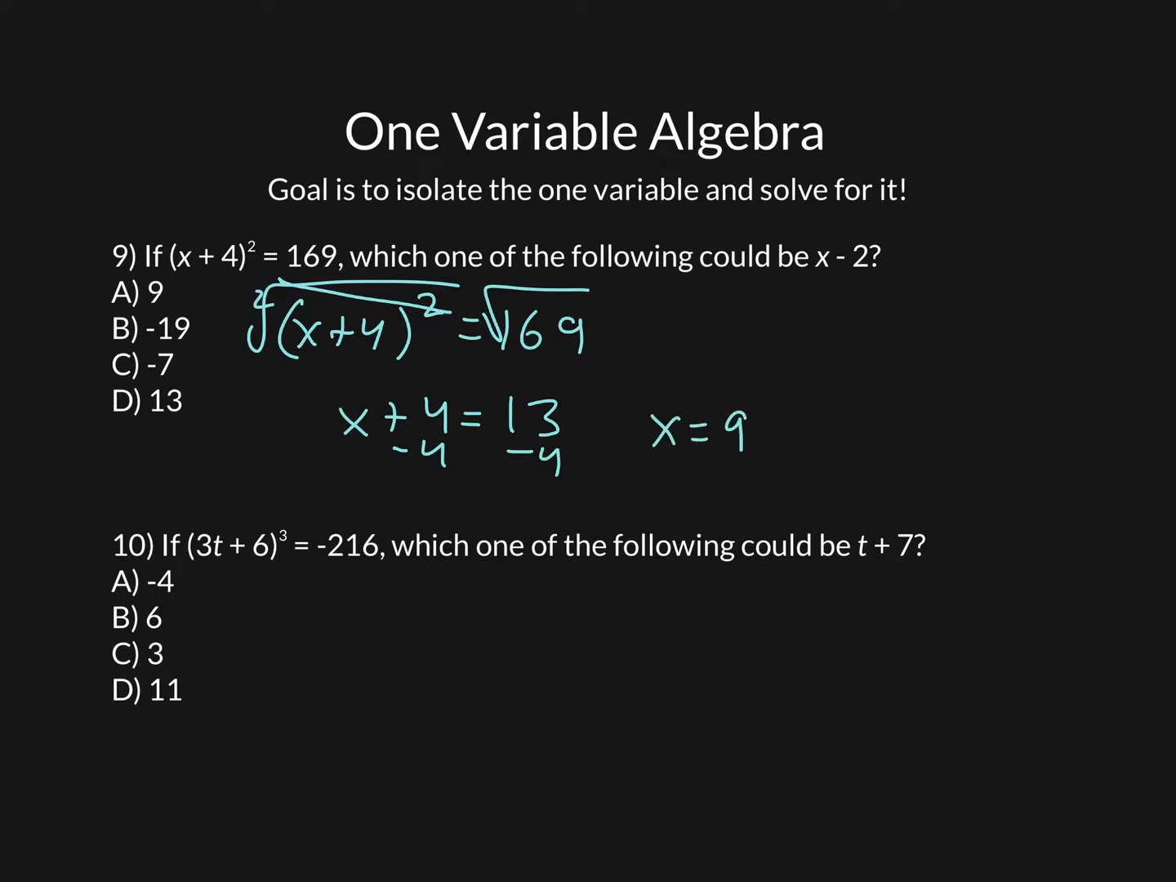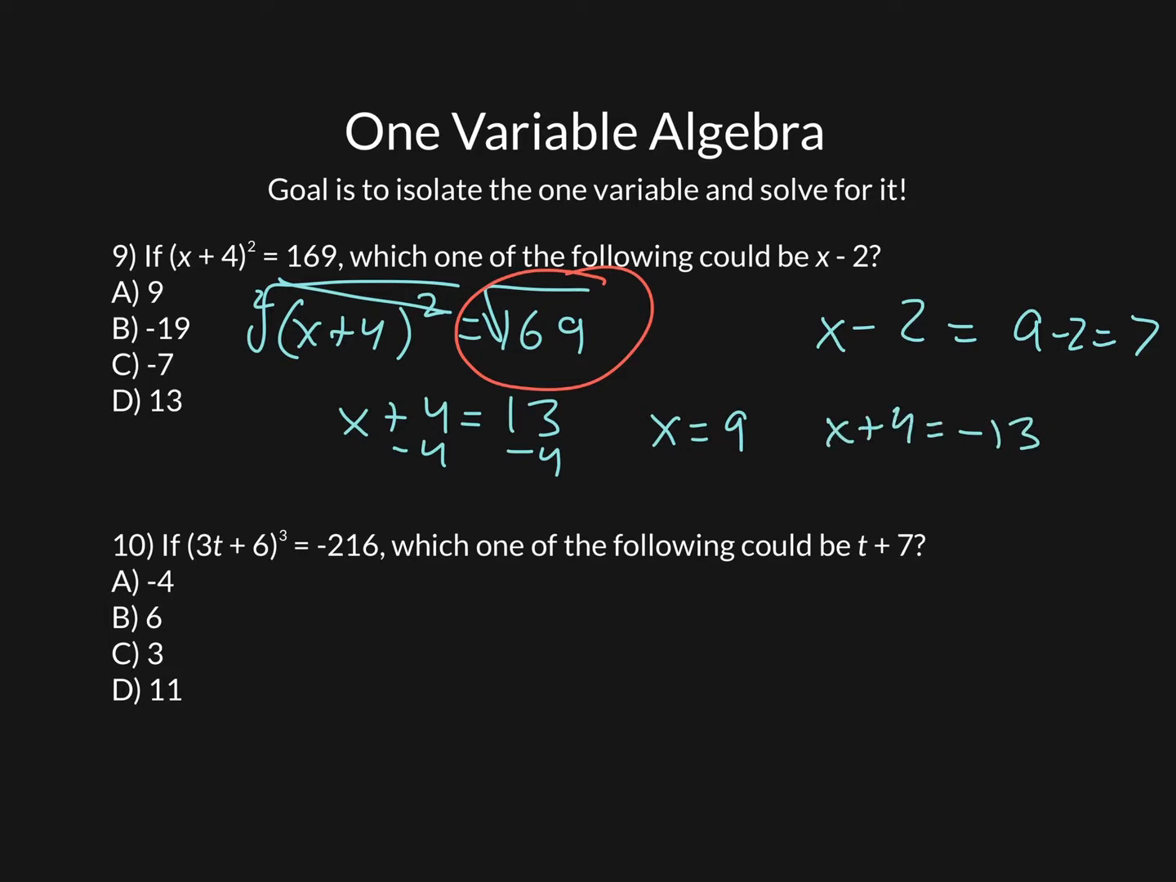Now, if x is 9, which of the following could be x minus 2? It would simply just be 9 minus 2, which is 7. However, when we look at our answer choices, we don't have a 7. Therefore, let's take a look back. When we took the square root of 169, we said it was 13. But we know that a square root of a number could also be negative 13. So let's take it back to x plus 4 equals negative 13.